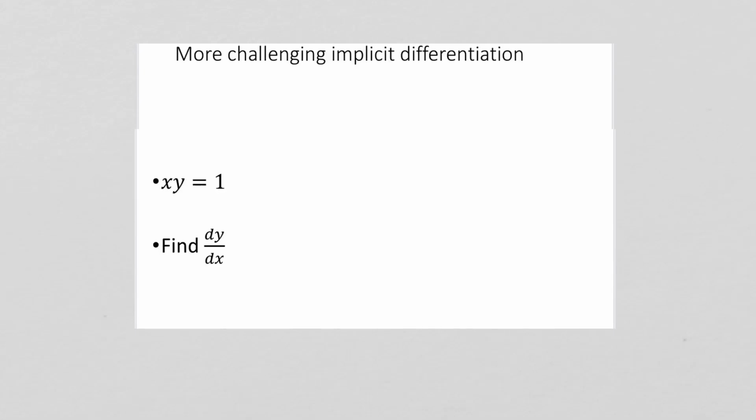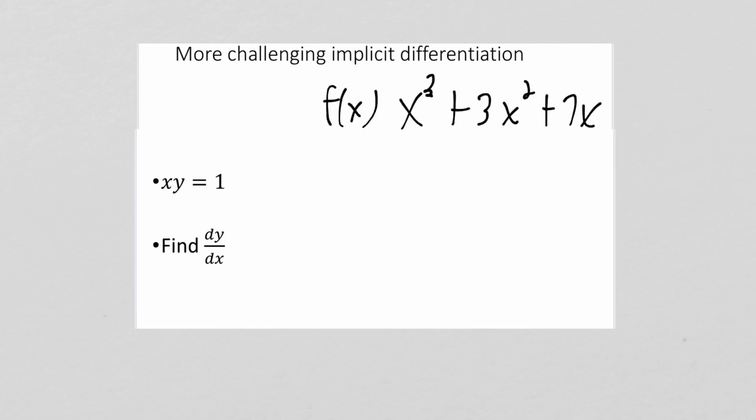So this is a different kind of problem because we've never had to try to take a derivative of two variables multiplied together. Think about any kind of derivative we've done. We do x cubed plus 3x squared plus 7x. I can say that's f of x. Okay, never two variables multiplied together, right?